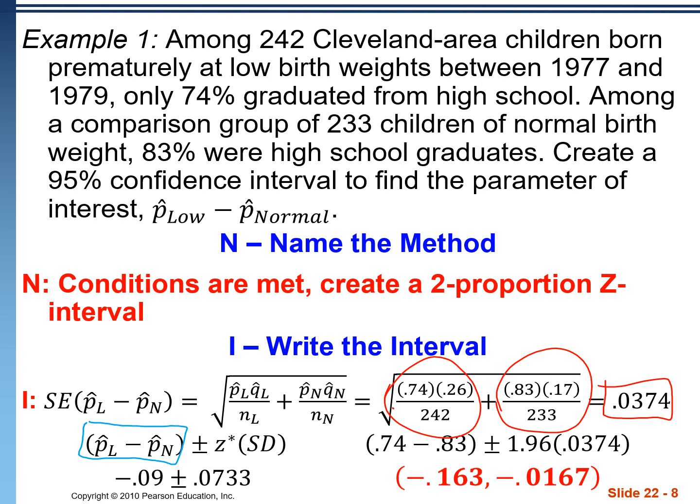group. If you did this in reverse, that would be fine. It would just change the signs on our intervals from negative to positive, and that's okay. So here we have 0.74 to 0.83. We get negative 0.07. 1.96 is the critical z-score for a 95% confidence interval.